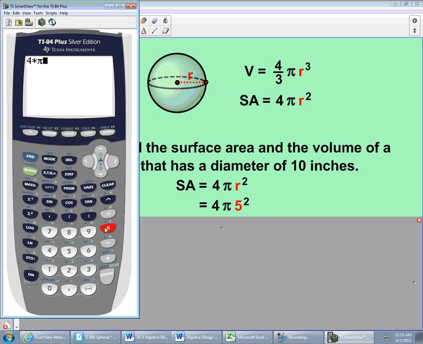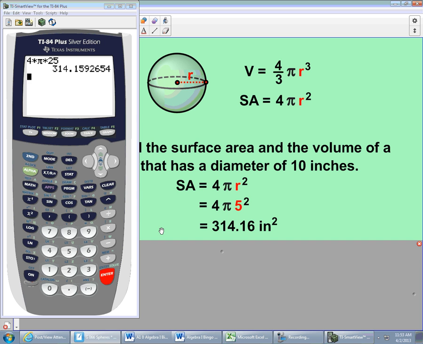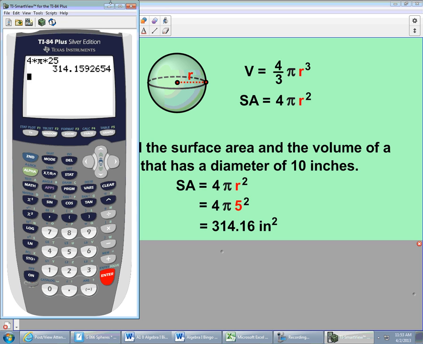And then, of course, you've got 5 squared. It's 25. Okay, and we come up with a value, 314.16. And surface area is a second dimensional measurement, so we're talking in square inches. Okay, really not a big deal.